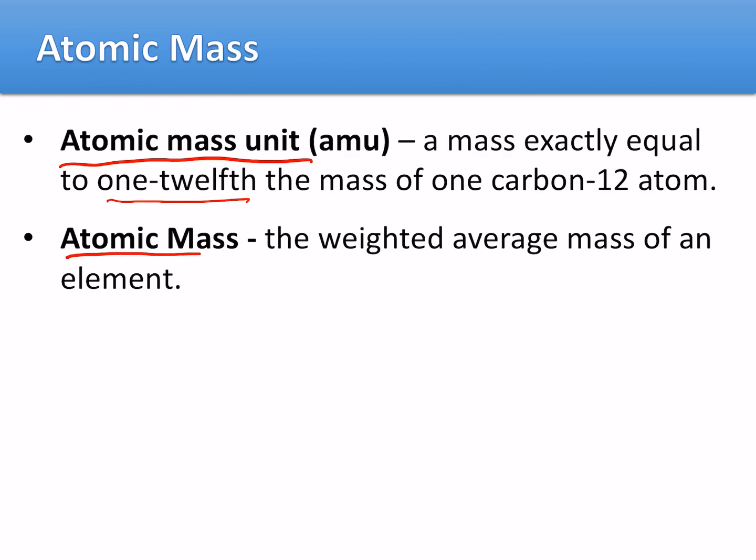Now, the atomic mass is the weighted average mass for an element. And weighted average, what does that mean? Well, elements usually exist as several isotopes. We've been discussing isotopes for a while now. So if you consider all those isotopes for any given element, then it is the average mass of those isotopes.